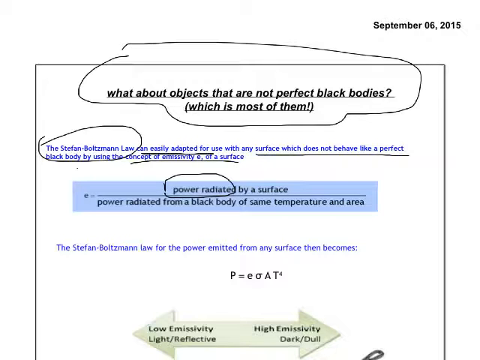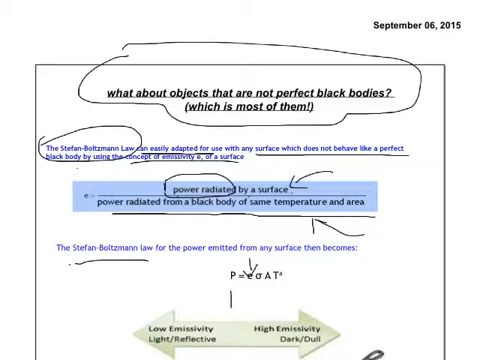What is emissivity then? It's simply the power radiated by a surface, the real power, compared to the power radiated from a perfect black body of the same temperature and area. So we just need to add that little constant to our original Stefan-Boltzmann law. Normally, the power is equal to sigma times the area times temperature to the 4. But we're going to scale it down. Emissivity gives us a factor which will reduce our value usually to include reality.